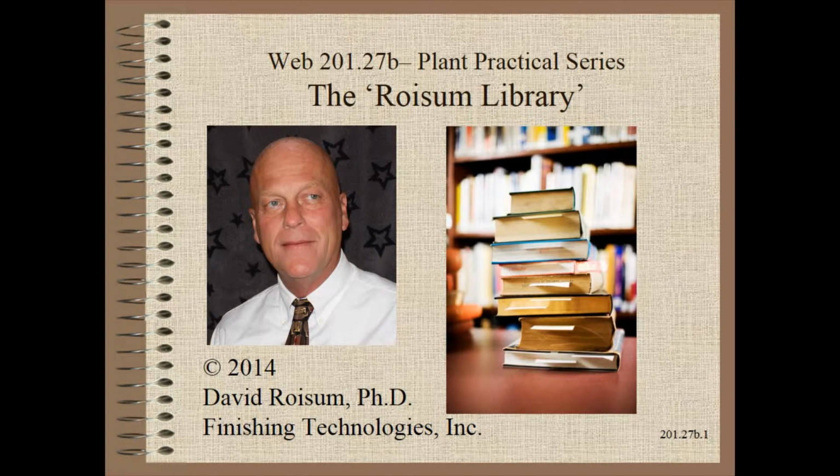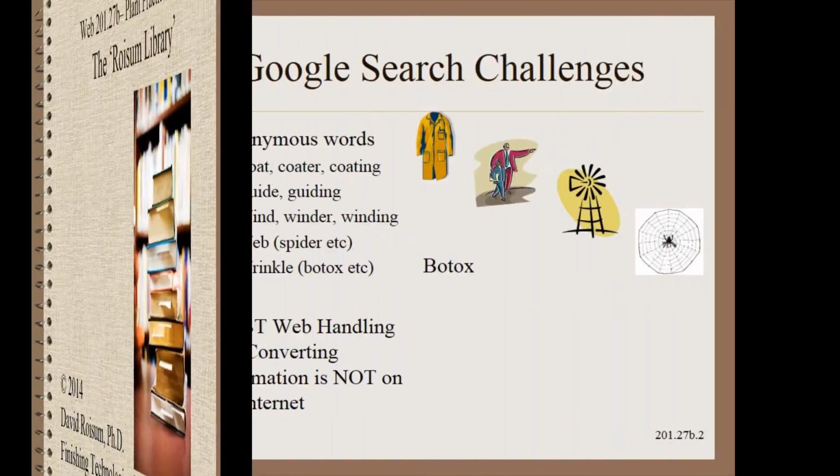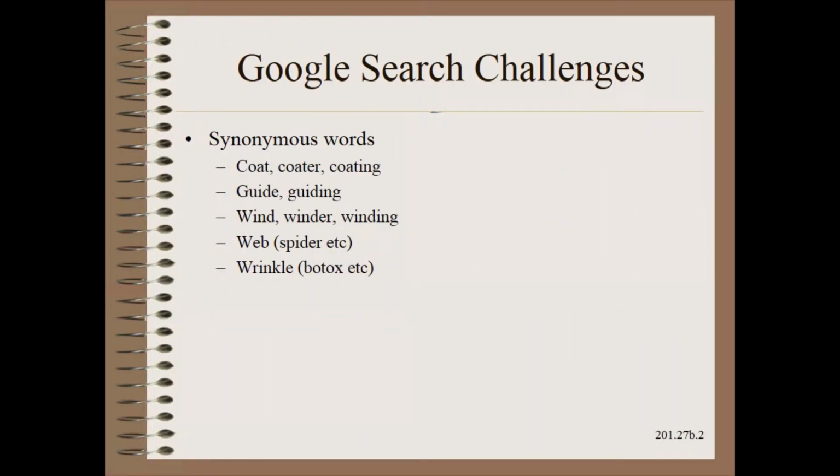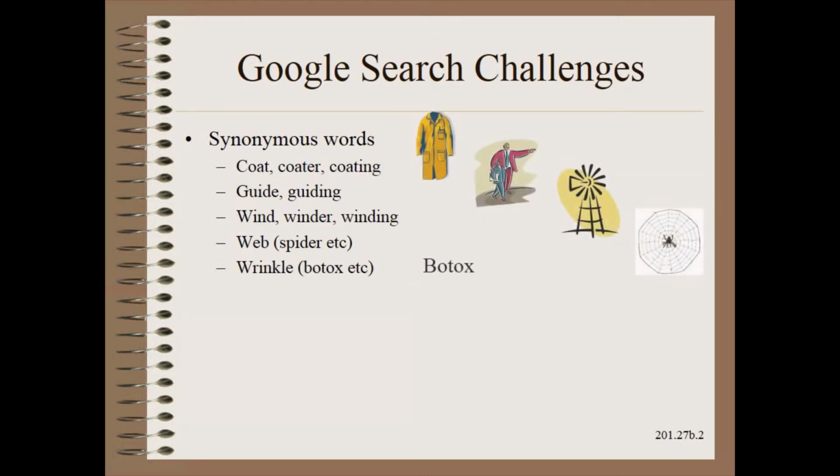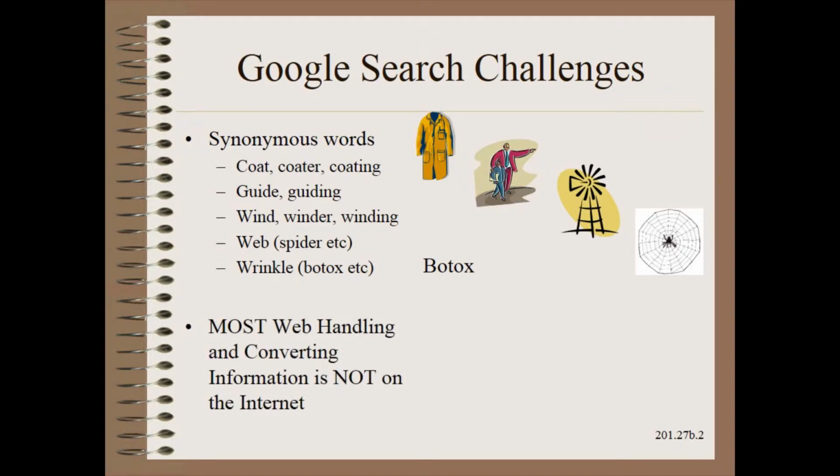In this clip, we will continue our discussion on how to find web handling related information using the Roisum Library database. Recall from the last clip how using the search bar on your favorite search engine can be fraught with great difficulties when it comes to web handling. For example, the root words code and guide and wind and web and wrinkle all have many other meanings outside of web handling. Finally, recall that most web handling information is not on the internet, and when it is, it will often be behind firewalls that require membership.